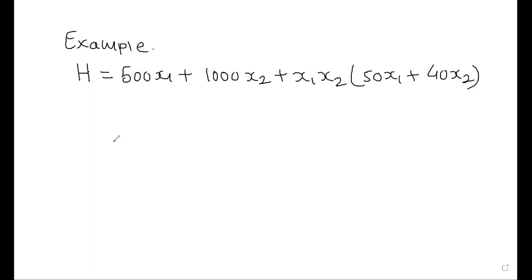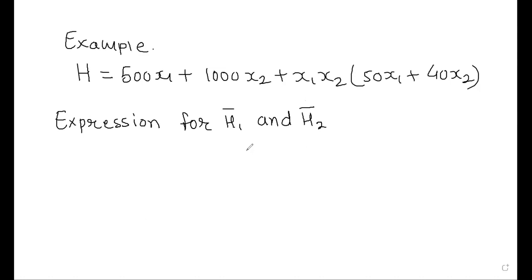So we have to obtain an expression for H1 bar and H2 bar in terms of x1. Okay, so this is the first question. So let's give the answer of this question.